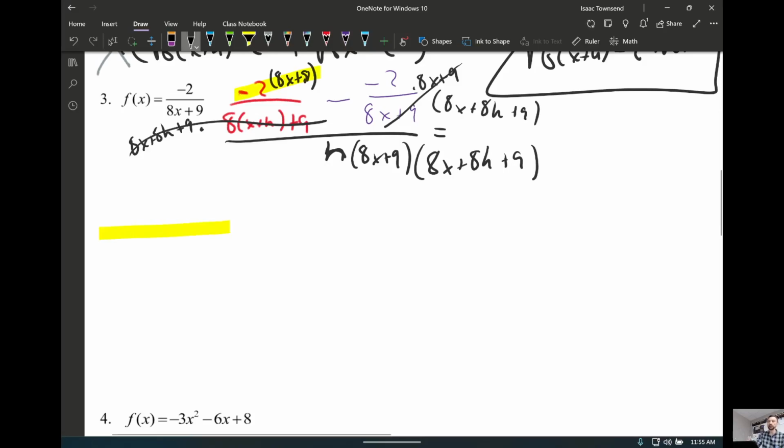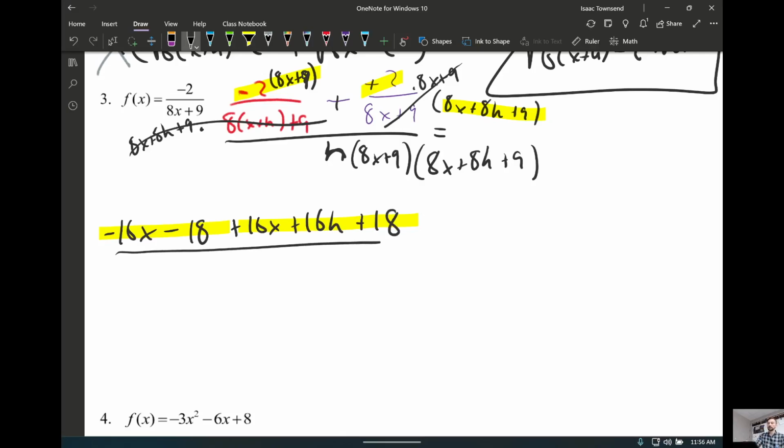But what was left behind was a negative 16x minus 18. This bothers me, minus a negative. I'm just going to change that to plus a positive to make that a little easier to see. So we were left with 2 times this stuff, which would be 16x plus 16h plus 18. And in the denominator, nothing canceled out, so all of that's still the denominator.